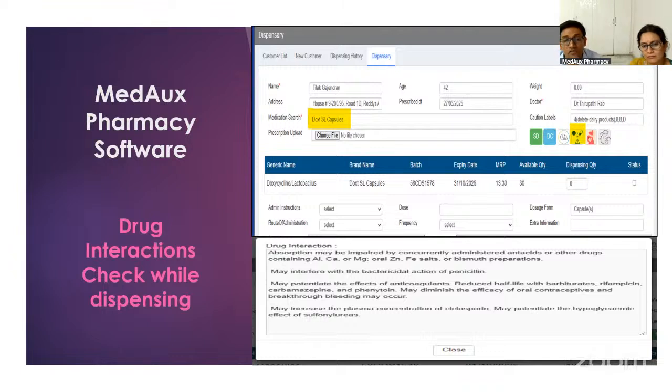So this is really useful for the pharmacist while dispensing, so that he can go through the other medicines the patient is taking, especially chronic medications, and check whether the drug has any interaction with any other medications.